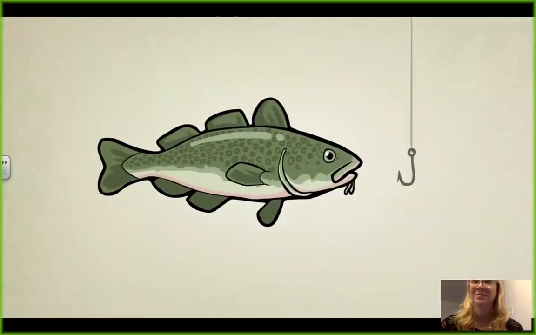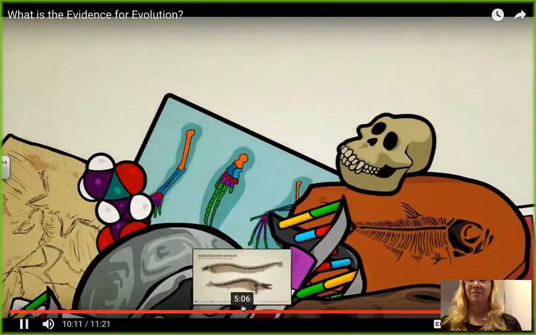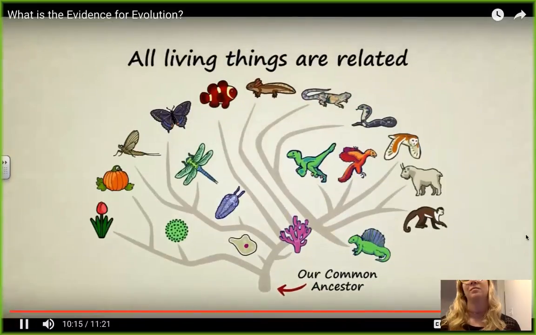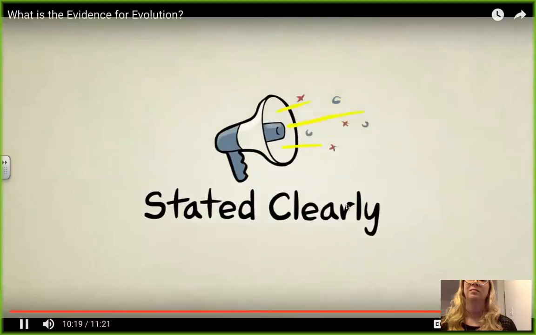So to sum things up, thousands of observable facts from completely independent fields of study have come together to tell us the exact same story. All living things on Earth are related. I'm John Perry, and that's a basic overview of the evidence for evolution.